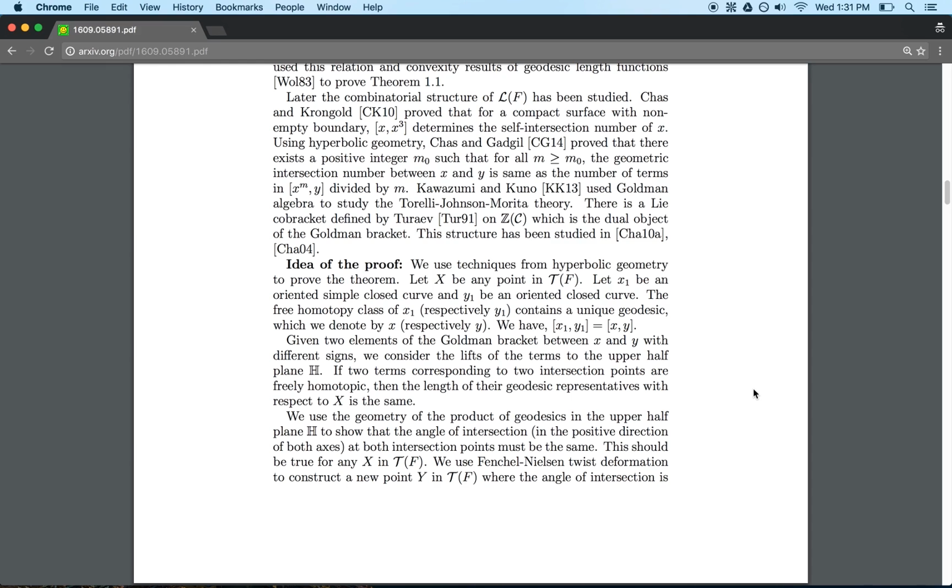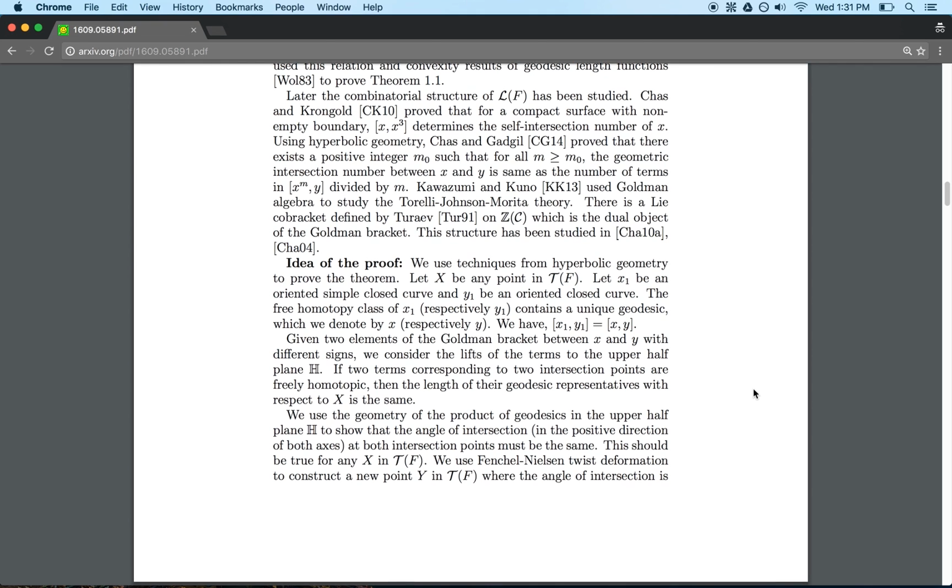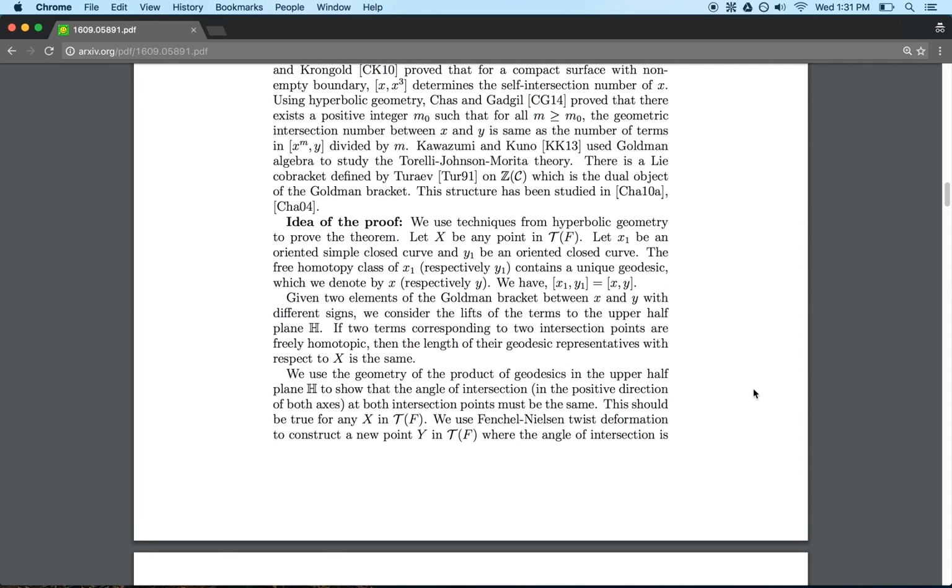lifts of the terms to the upper half plane, capital H. If two terms corresponding to two intersection points are freely homotopic, then the length of their geodesic representatives with respect to X is the same. We use the geometry of the product of geodesics in the upper half plane, capital H, to show that the angle of intersection in the positive direction of both axes at both intersection points must be the same. This should be true for any capital X in script T of F.